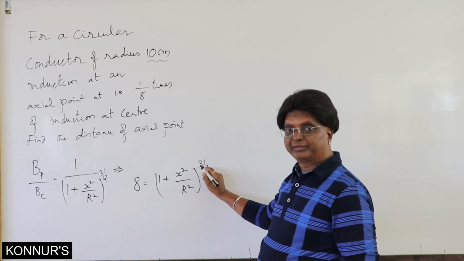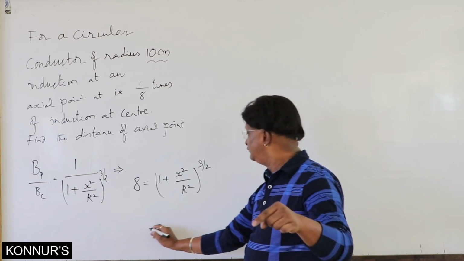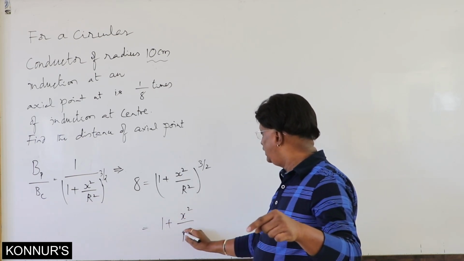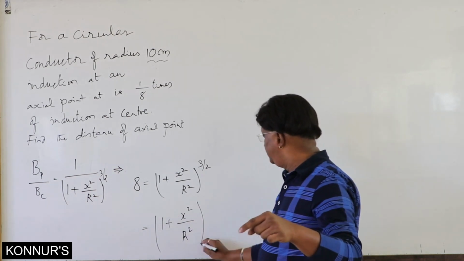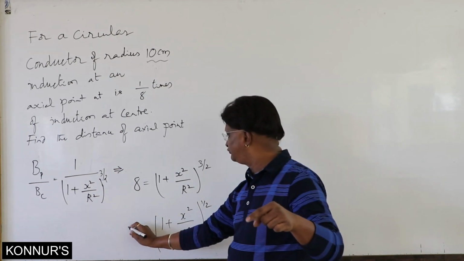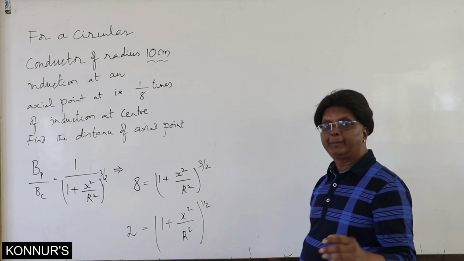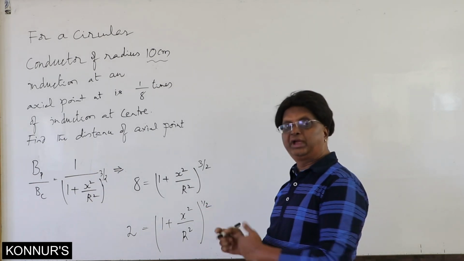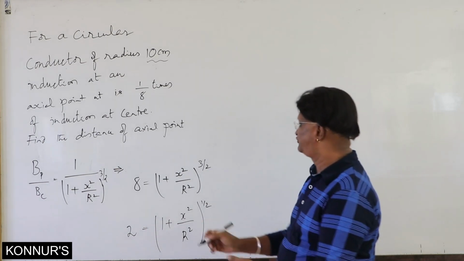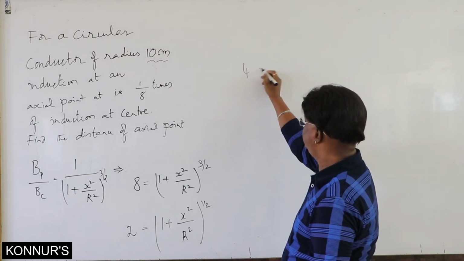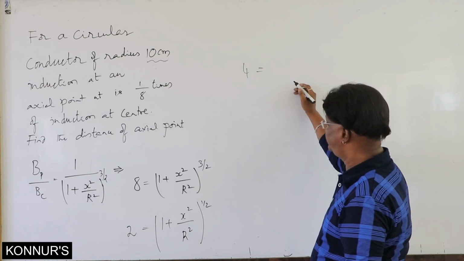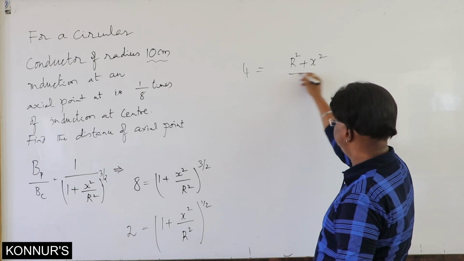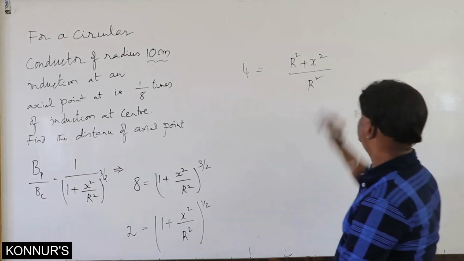This is 3, right? Therefore I am taking cube root. When I take the cube root, it will be 1 plus x squared by r squared, and it will be 1 by 2. Therefore cube root will be 2 here. Now again, how to remove this 1 by 2? How to get rid of that 1 by 2 index? Again square. Then you will get it as 4 is equal to (r square plus x squared) by r square.